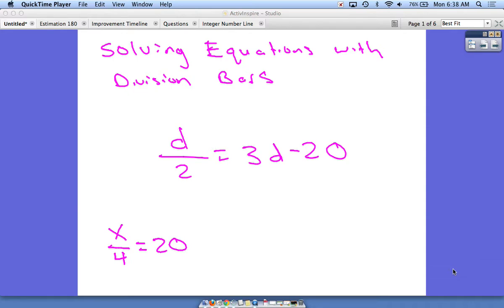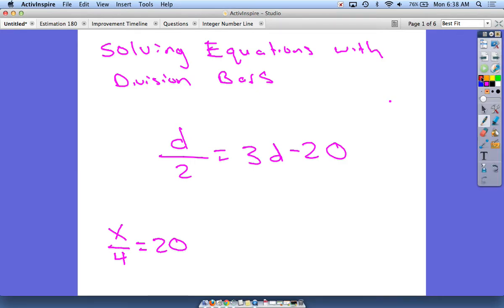This will probably be the last section that we'll have dealing with solving algebra equations, at least at this point, especially until you get into more higher level math. But what we're going to focus on today are problems that have division bars in them. So like this problem right here, you've got a division bar right here.